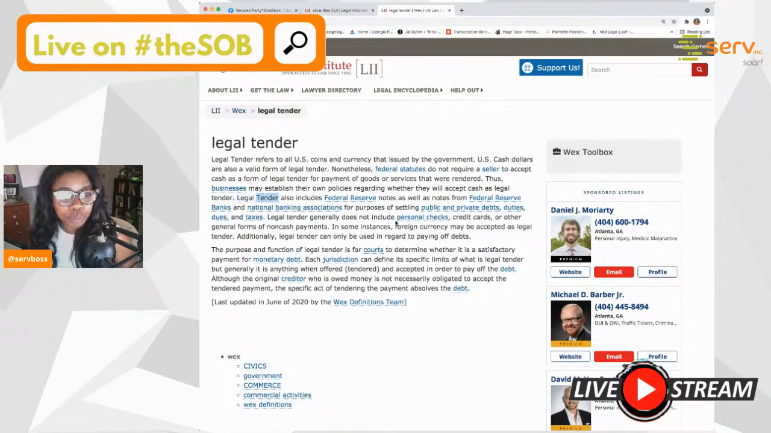Legal tender generally does not include personal checks, credit cards, or other general forms of non cash payment. Did you know that? What? That is crazy. Legal tender generally does not include personal checks, credit cards, or other general forms of non cash payments. In some instances, foreign currency may be accepted as legal tender. Additionally, legal tender can only be used in regard to paying off debts.